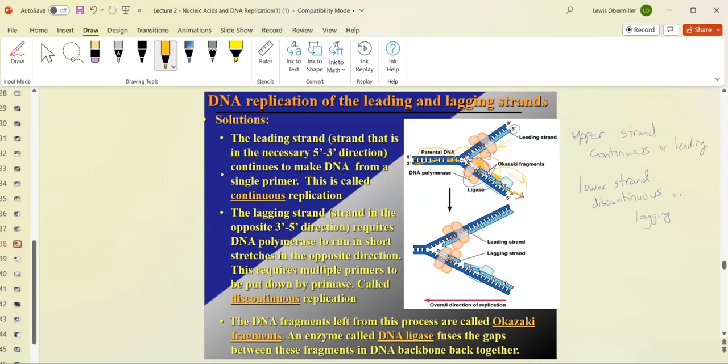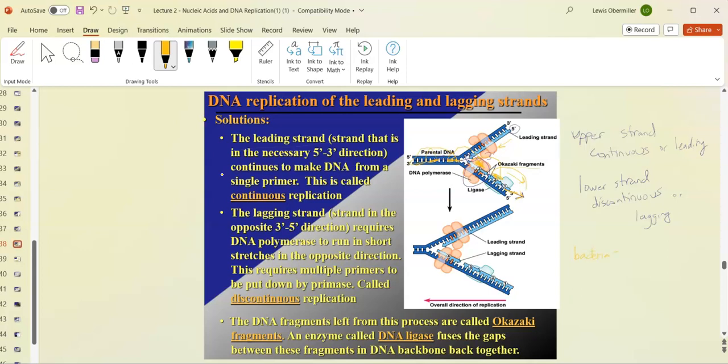So anyway, these pieces here are called Okazaki fragments. They were named after Dr. Okazaki, and he discovered it because in the bacteria that he was studying, they didn't have an enzyme called DNA ligase.